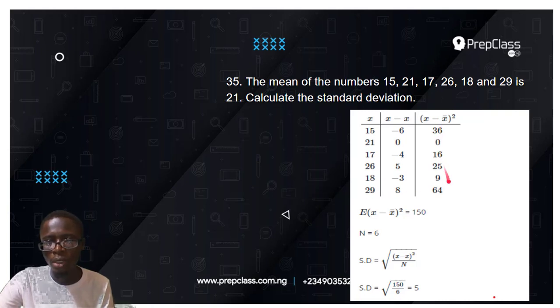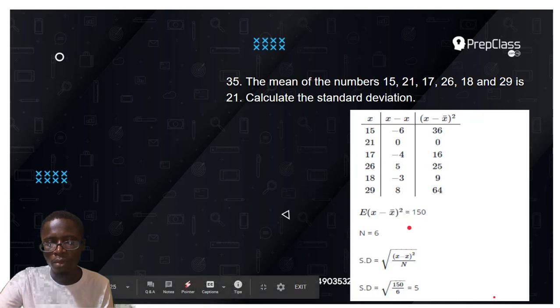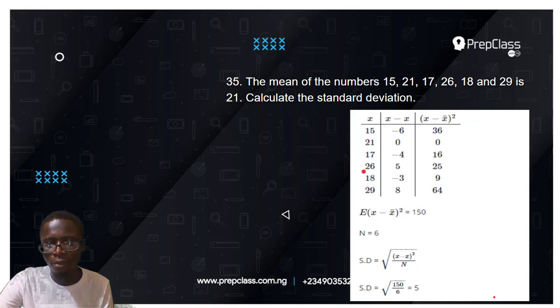Now the next column is the square of this deviation from the mean. So minus 6 squared is 36, 0 squared is 0, minus 4 squared is 16, and the process continues to the last. What we need to do now is find the summation of all this. When you add all this, you have 150. The number of items here is 6: 1, 2, 3, 4, 5, 6. So our n is 6.